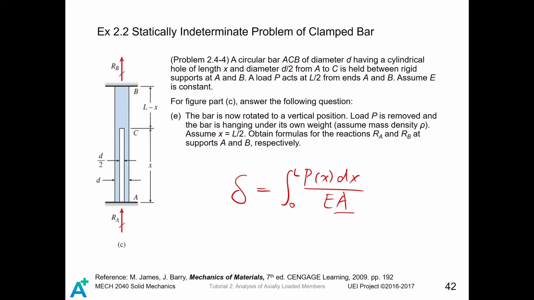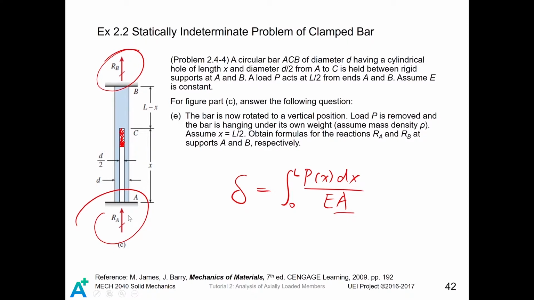The bar is now rotated to a vertical position. Load P is removed. There is no P inside. The bar is hanging under its own weight. Assume the bar is drilled to the middle. Obtain formulas for the reactions RA and RB at supports A and B respectively.